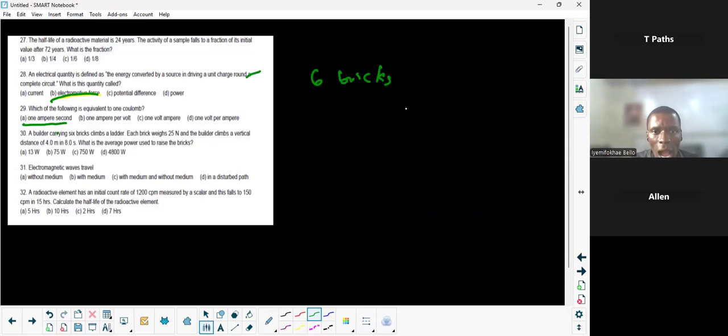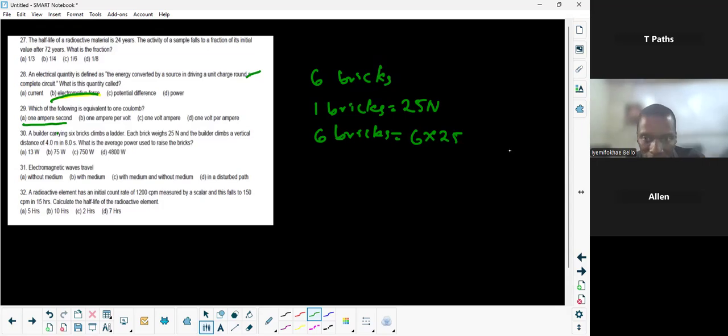6 bricks, and each brick is 25 Newton. If 1 brick is 25 Newton, 6 bricks is going to give us 6 times 25, because there are 6 of the bricks and 1 of them is 25. When you multiply it by 6, 6 times 5 is 30, write down 0, carry 3, and 6 times 2 is 12 plus 3 is 15. So the total force is 150 Newton.